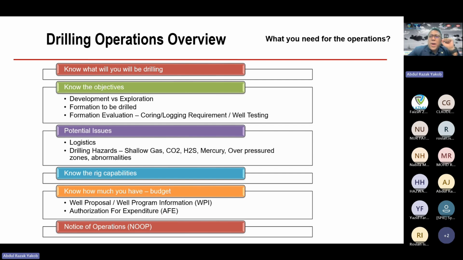Know the objective of the well because some wells are development, some wells are exploration. Development wells are drilled because of the production. Exploration wells are drilled because of the data. If you want to drill an exploration well and you want to be so stingy and do not want to do any tests whatsoever, what is the point? Because you will need those data in the exploration well. But in the development well, you already have that information. You don't want more information.